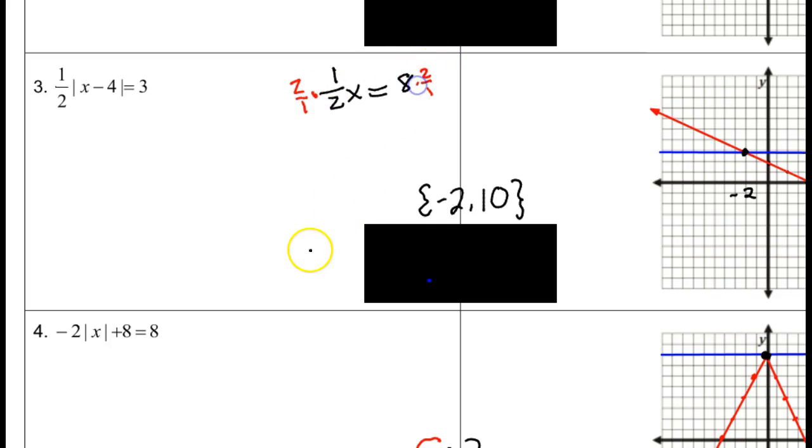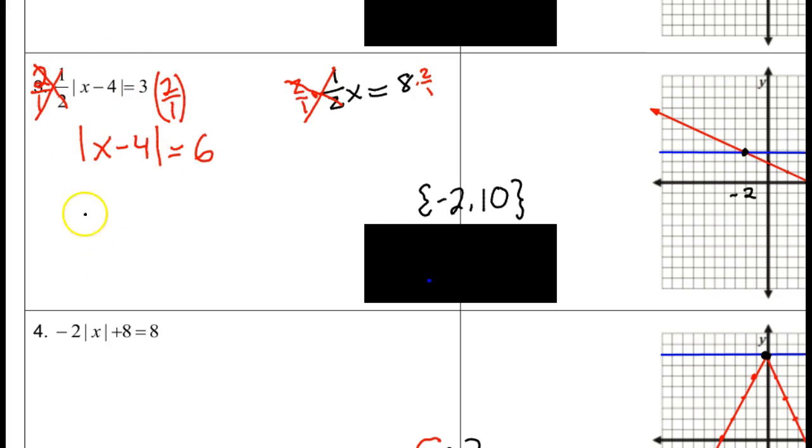So same rules we've always done, right? Because we multiply reciprocals, they cancel out, equal 1. So we're going to do the same thing we've always done, nothing new. Try to remember what it is that we've always done. So 2 times 1/2 makes 1. And 3 times 2 over 1 is 6. And now you can see there's nothing else on the outside of the absolute value.